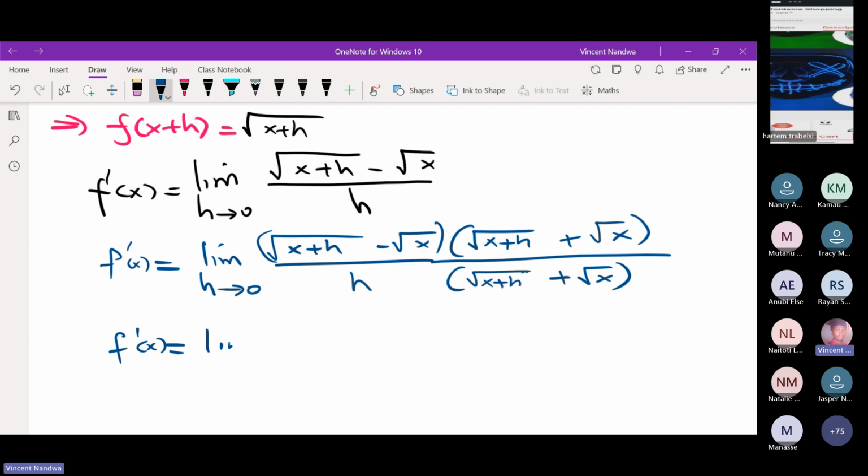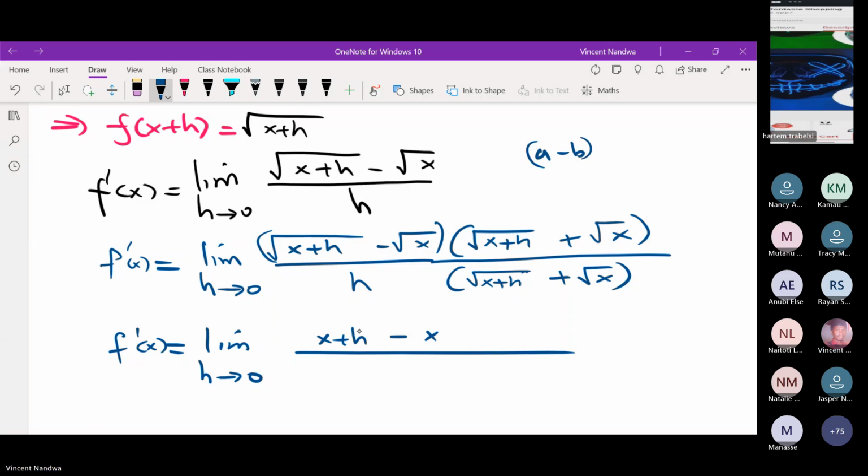This will be the limit as h approaches 0 of, in the numerator, (root x plus h minus root x)(root x plus h plus root x), because these are a difference of two squares. So (a minus b)(a plus b) is the same as a squared minus b squared, where a is root x plus h, and b is root x.